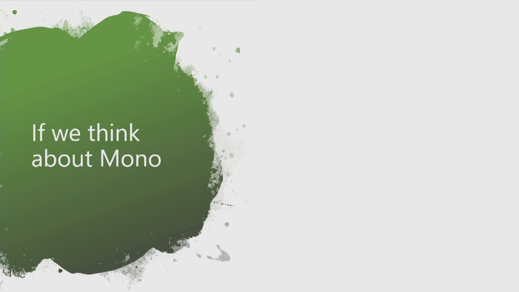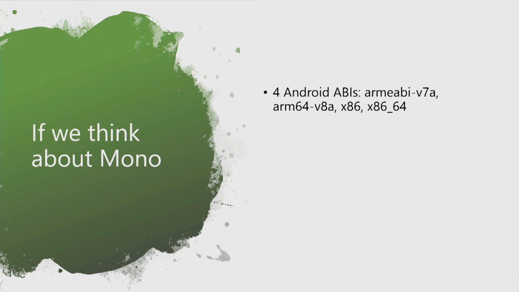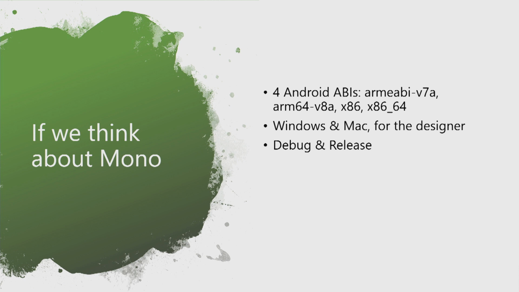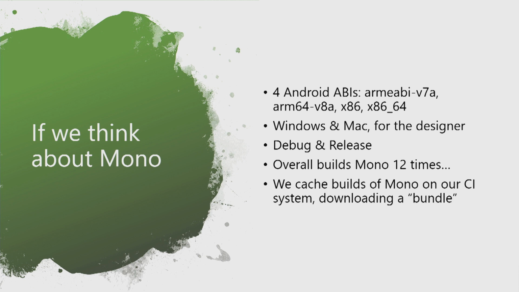So if we think about Mono, we're going to have to build Mono, and it's going to target all these different Android devices. We also need to build Mono for Windows and Mac, which sounds strange, but the Android designer actually runs Mono inside of it. And we build them in debug and release. So that's 12 Monos. That takes a while, like hours. So we don't want to do that, especially when you're developing XamarinAndroid. We cache builds of Mono on our CI system, and we download this zip file and unzip it, if you want to think of it that way.